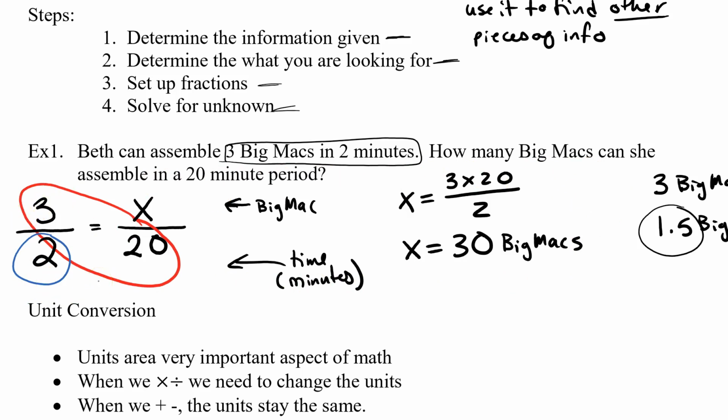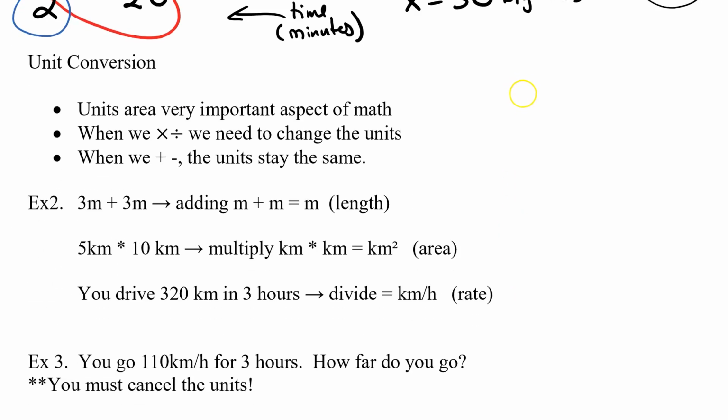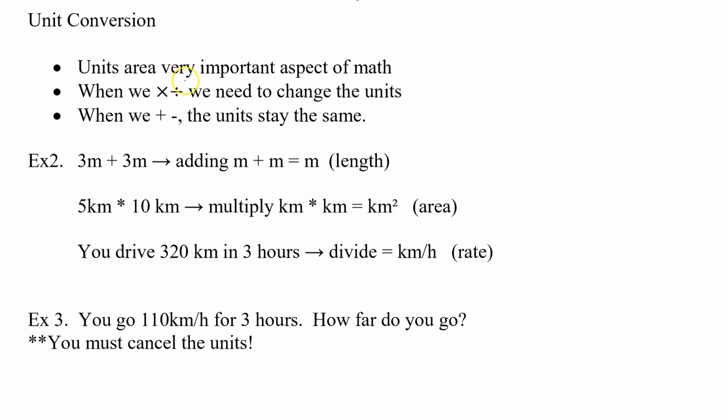Sometimes the questions that are going to come up in the worksheet become a little too complicated if we are going to use cross multiplication, and you'll see those questions that come up. So unit conversion is very important in math, and something to remember here: when we multiply or divide, so whenever we say the word per, we know that we're dividing, so we need to change the units. But when we add or subtract, the units always stay the same.